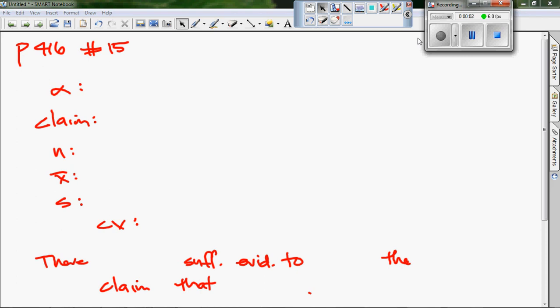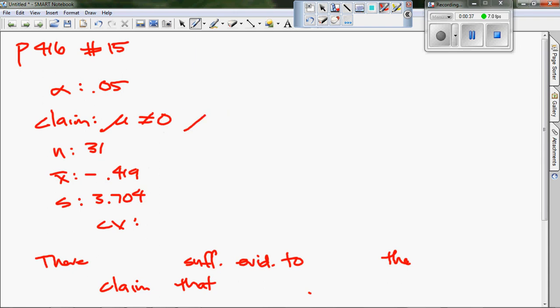Alright, let's continue on to page 416, number 15. We are going to be using a 0.05 significance level. We are testing the claim that the mean difference is different from zero. Our sample size is 31 values. The sample mean is negative 0.419. Sample standard deviation is 3.704.